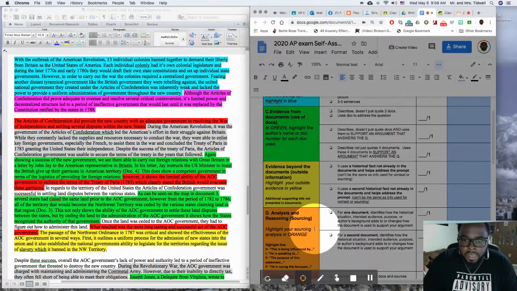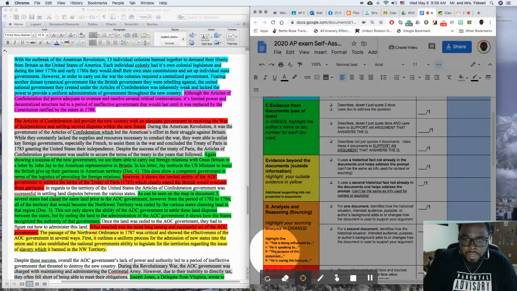The next thing is going to be analysis and sourcing. Simply put, this is when you will do your HIP or HAPP, depending on how you want to look at it. But I'm saying HIP because these are literally the templates you want to use, in the sense that you say, for H, this is being influenced by. I, he is speaking to. The purpose of the statement is blah, blah, blah. He is saying this because. Some type of abbreviation of this, you guys want to do this for two documents, okay? If you do that, you want to make sure you highlight that in orange. You'll be pretty much good to go.